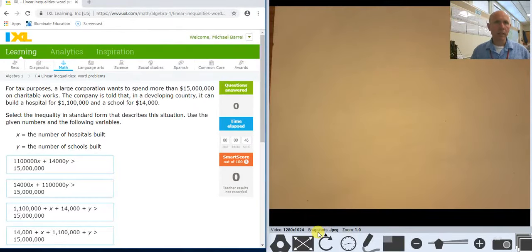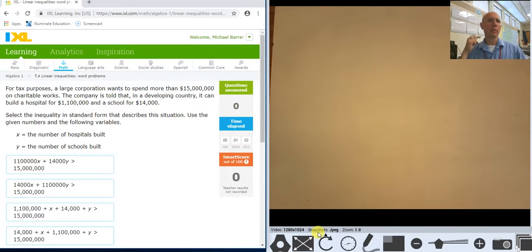Hey, it's Mr. Barr, and this IXL is linear inequality word problems. So I have to create the system of inequalities. Actually, they're not systems, I just need to create the inequalities that model this.